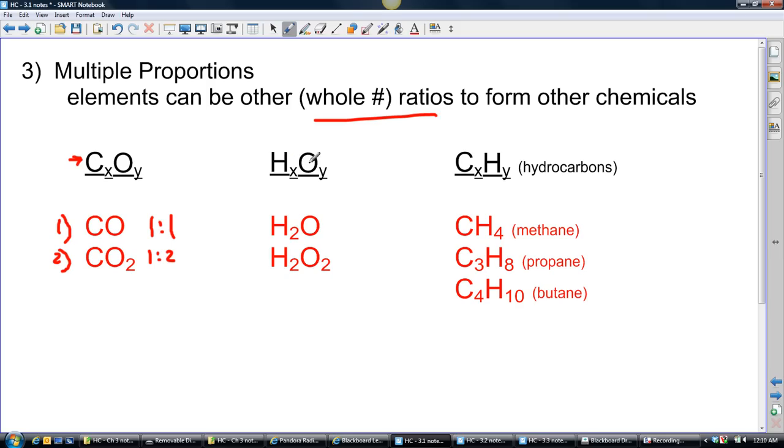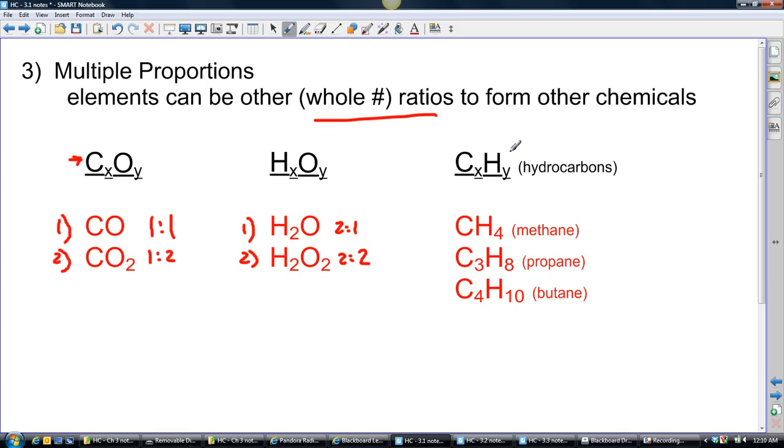We see here in hydrogen and oxygen, what are possible combinations here? Again, we're just limited to two that are naturally occurring and common. H2O, so a 2-to-1 ratio, and H2O2, a 2-to-2 ratio.